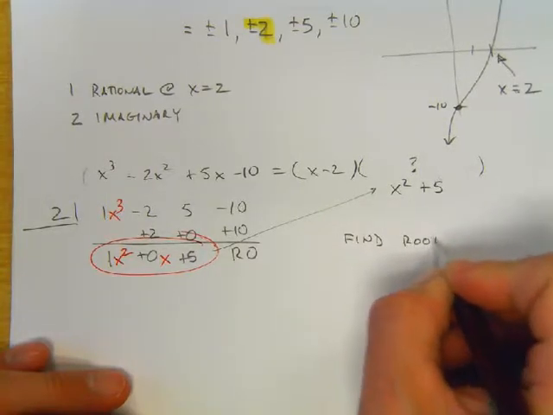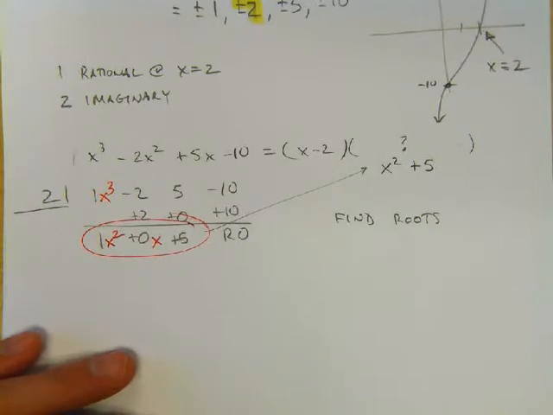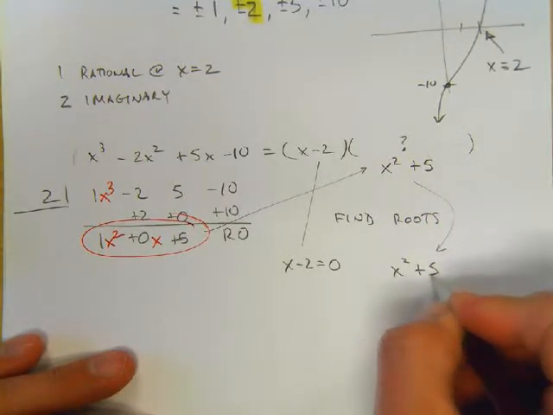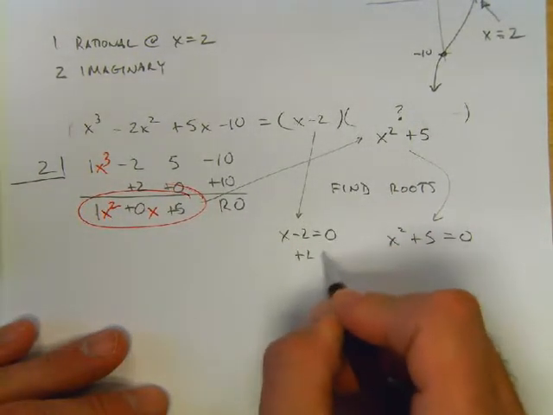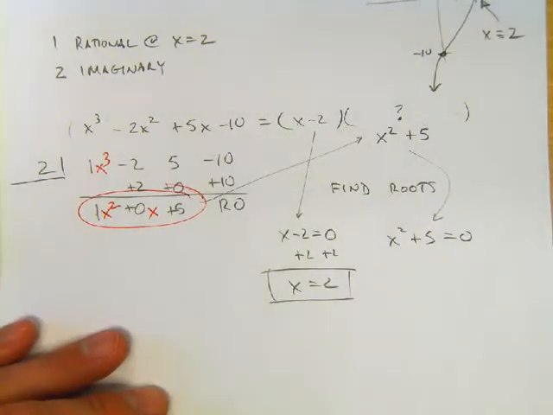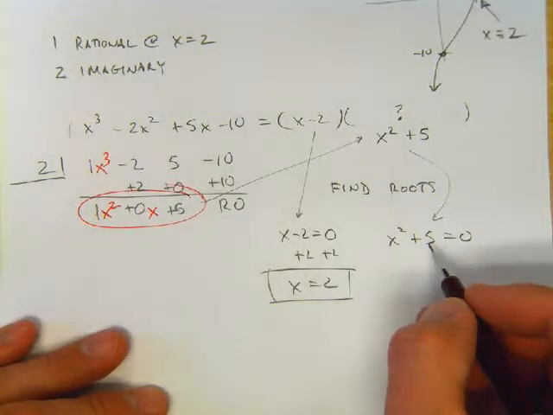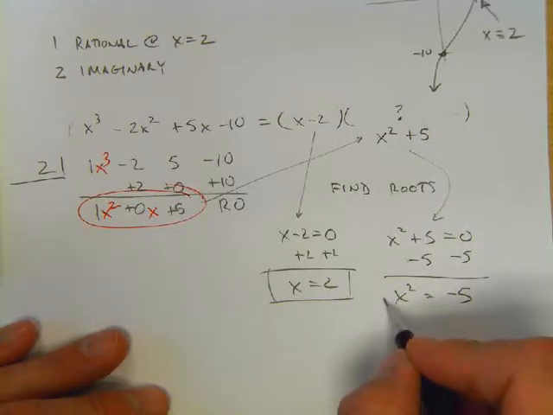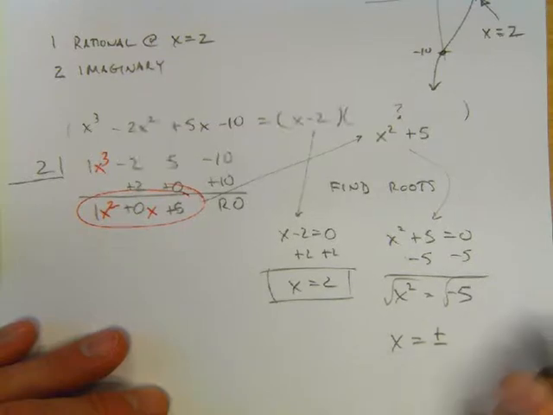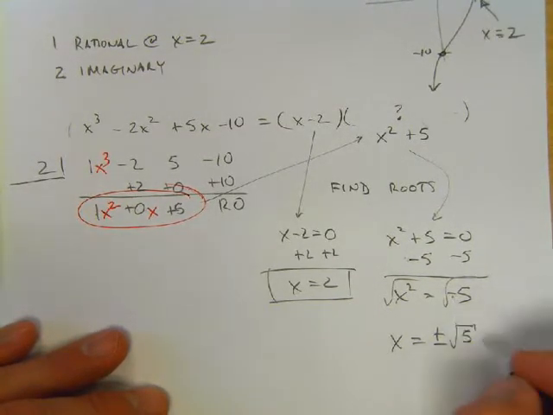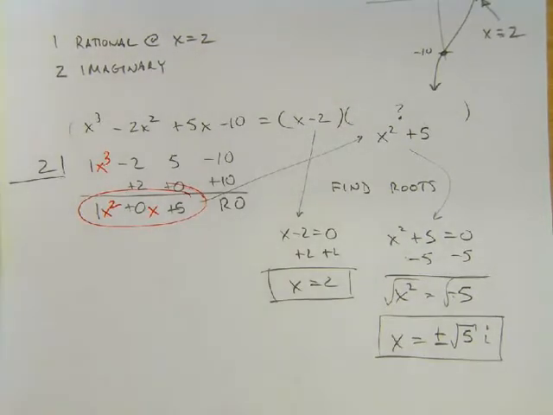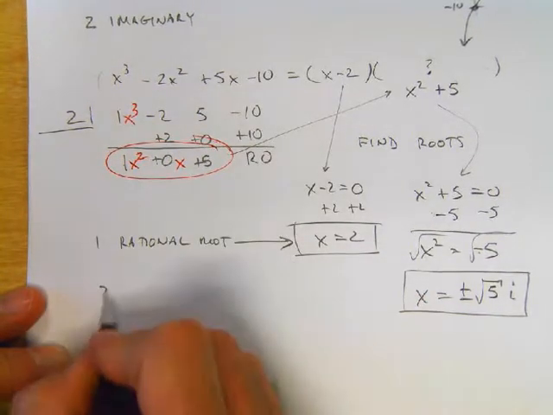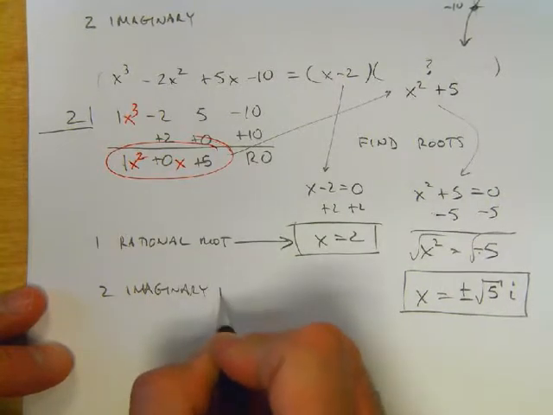Okay. Now, let's find the roots. And we do that by setting each of these factors to 0. And we solve them. So x equals 2, we already knew that one. And then this one, x squared plus 5. Do we need to use quadratic formula? No. So x squared equals negative 5. We can take the square root. X equals plus or minus square root of negative 5, and the square root of negative 1 is i. So there is our one rational root and our two imaginary roots.